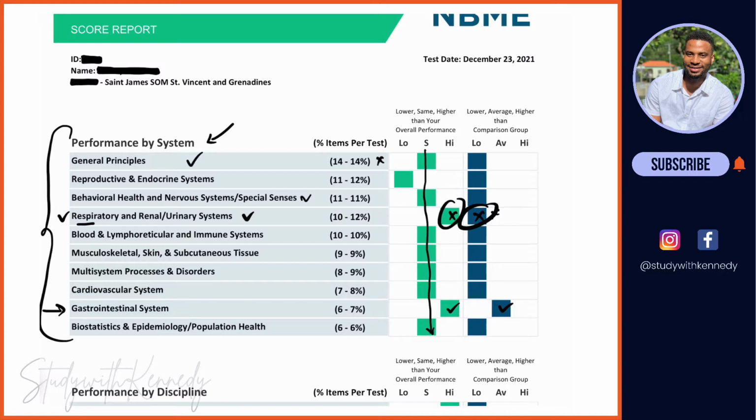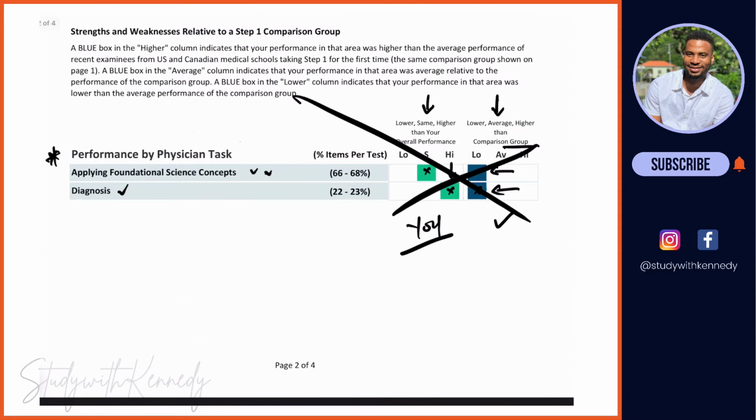General principles. Everything you are going to be doing on the NBME is general principles. The application of concepts, this right here, is general principles, because many students don't know, how am I supposed to improve my application of foundational science concepts? You learn the foundational concepts. When you learn the concepts, then you can think of applying those concepts.